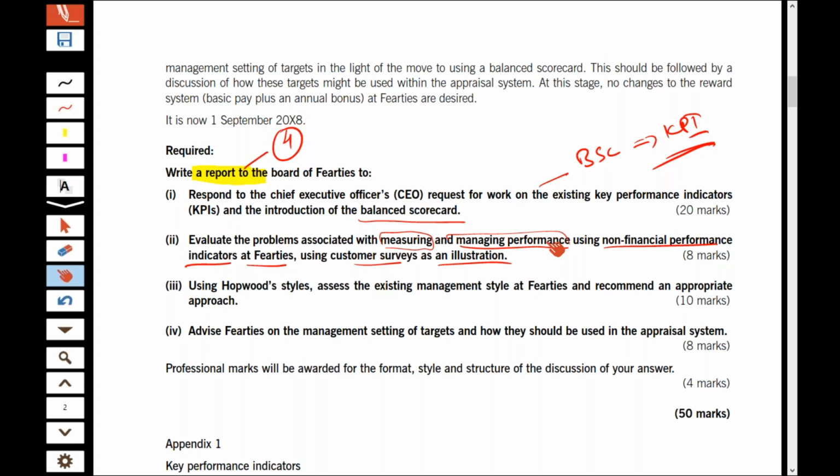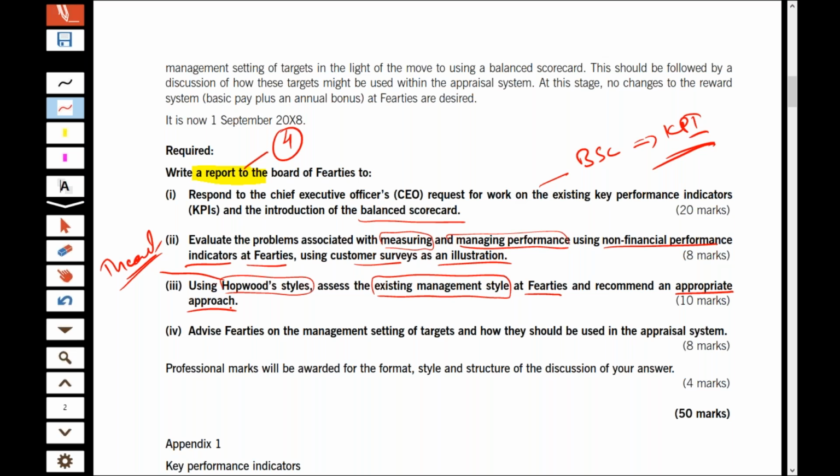The third one of them is, it says using Hopwood's styles. So there is actually a theorist who has suggested different styles of management which we are going to be discussing. Using Hopwood's styles, assess the existing management style at Fairtees and recommend an appropriate approach.